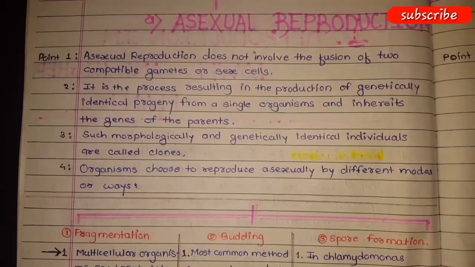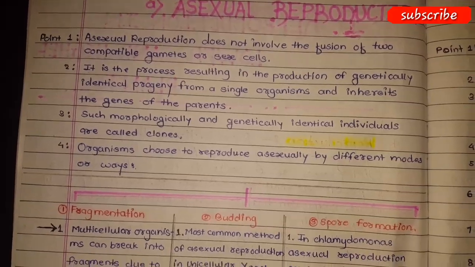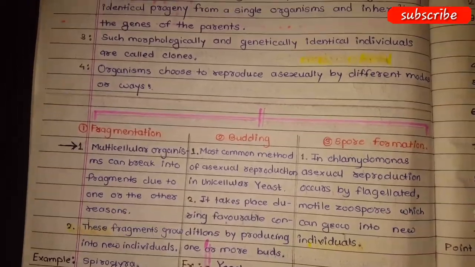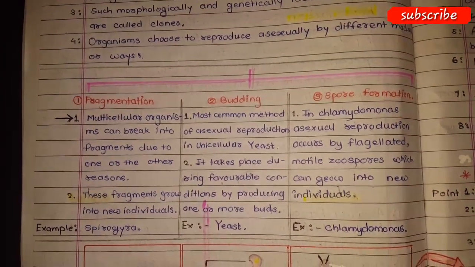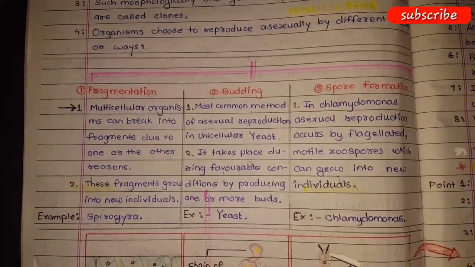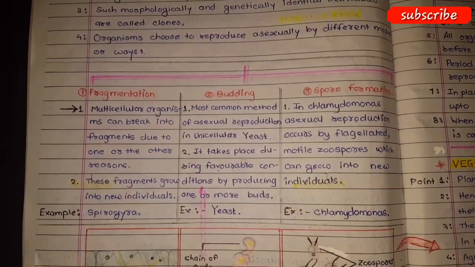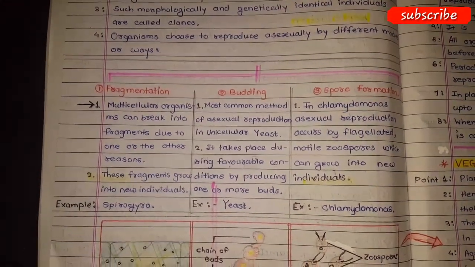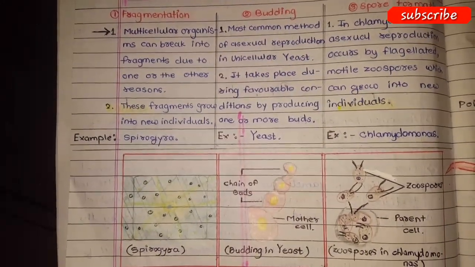Fourth, organisms choose to reproduce asexually by different modes or ways. They are classified as fragmentation, budding, and spore formation. So let's know one by one. First, fragmentation. Multicellular organisms can break into fragments due to one or the other reasons. Second, these fragments grow into new individuals. Example is Spirogyra. The following is the diagram of Spirogyra.